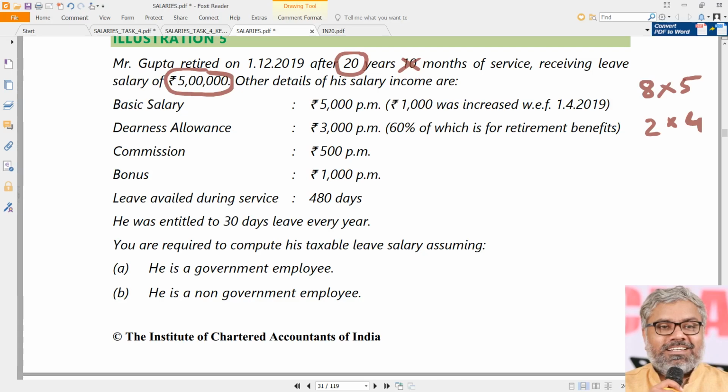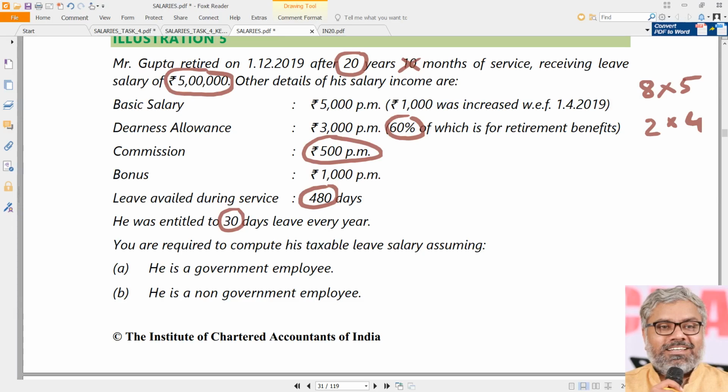Dearness allowance, there is no change. It has been 3,000 per month, but only 60% is forming part of salary. Commission is given as 500 per month. Once again, we can assume that it is already calculated as a percentage of turnover. If not, we can ignore that. Bonus, we can ignore anyway. Leave availed during the service of 80 days is important information, and he is entitled to leave of 30 days only. So there is no problem here. He is not violating the restriction in the Income Tax Act. Each year 30 days is perfectly fine.